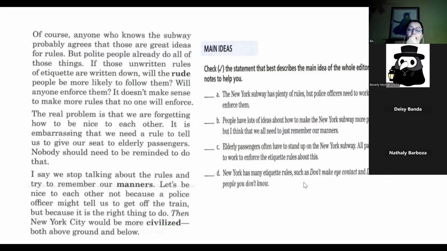It is the B. You think it's B, Beverly? Okay. Yeah. People have lots of ideas about how to make New York subway more pleasant to ride, but I think we all need just to remember our manners. Okay, ladies, do you agree with Beverly? Or do you have a different idea?